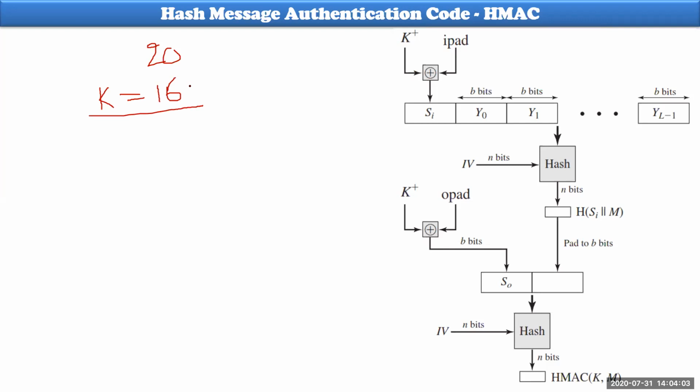The B size will actually be 20 bits, but you have generated 16 bits, so you need to add 4 more bits. That will be called K plus here. K plus would be 0000, four zeros, plus whatever the 16 bits you have there. You have to append them.